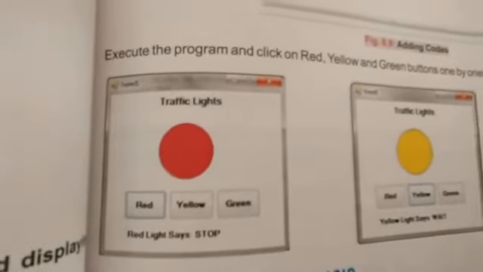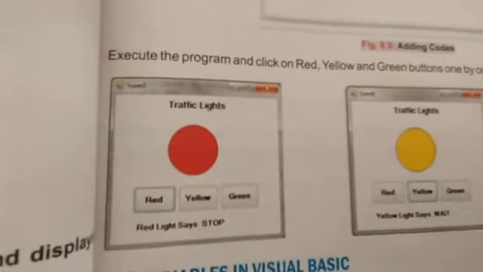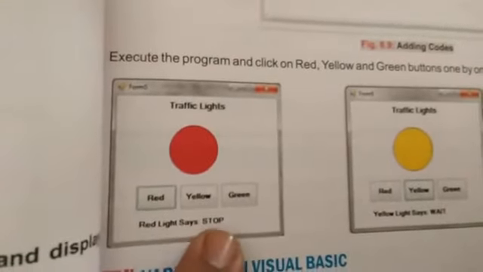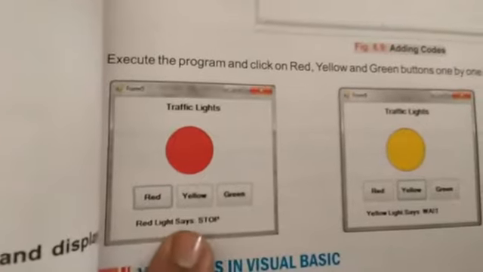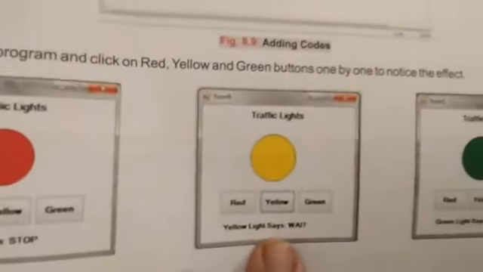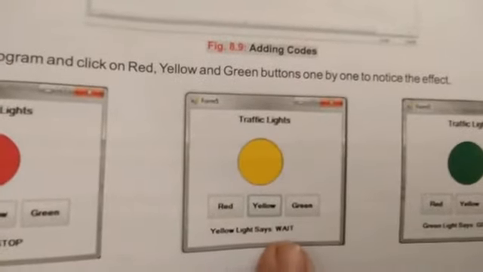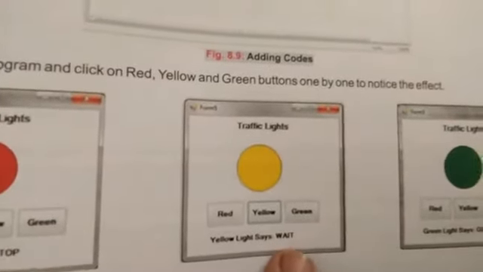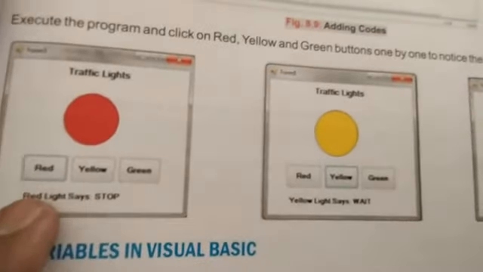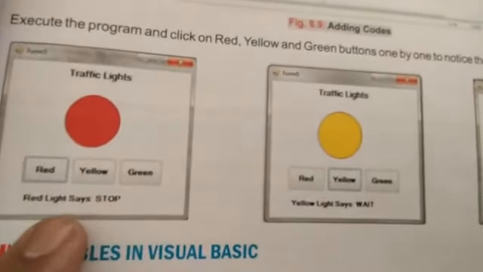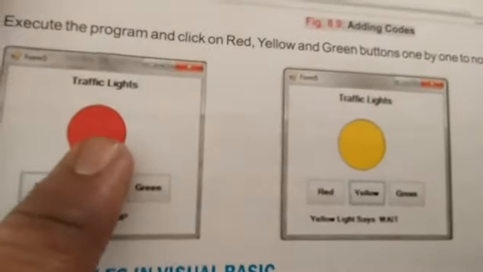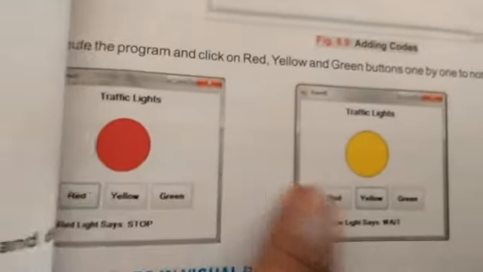Okay, so in this program, if you click on the red button, this message will display in a text box, that is, red light says stop. And whenever you click on the yellow button, the message will change, that is, yellow light says wait. Similarly, after clicking on each button, you change the message that is displayed in the text box, as well as you have changed the fill color properties.